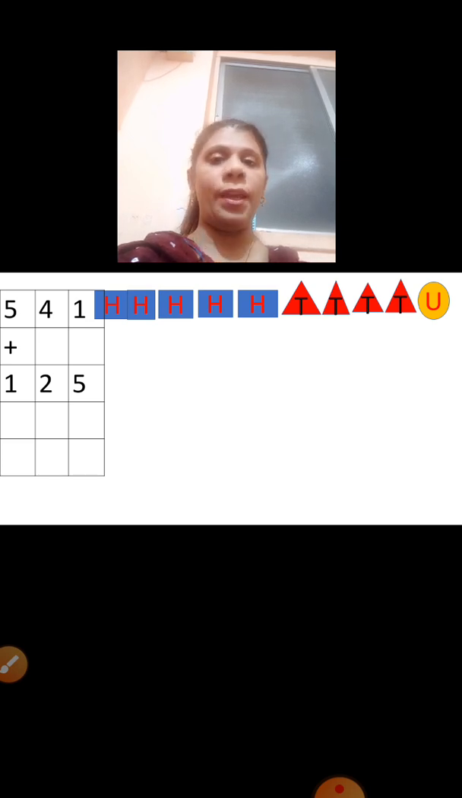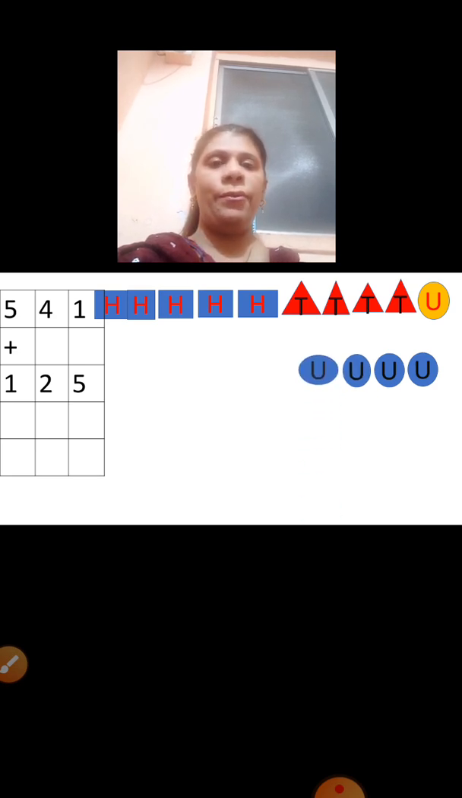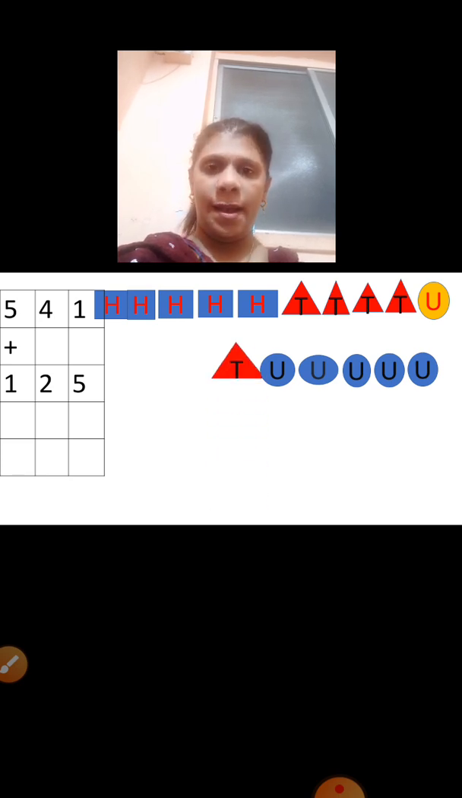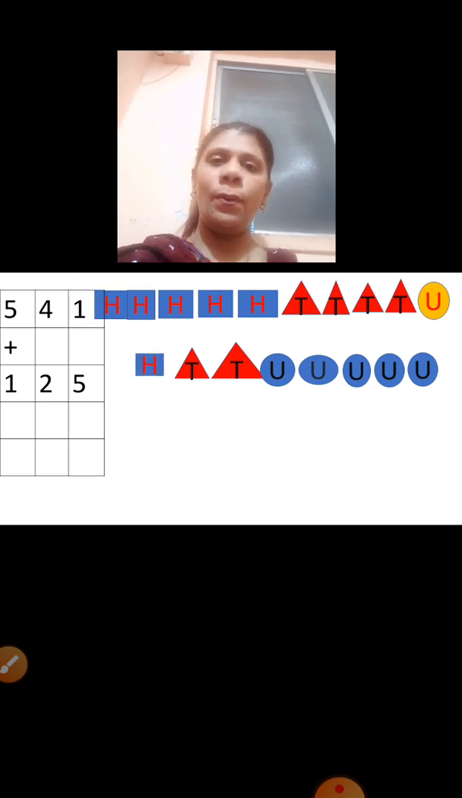Number 5. So how many units are we going to draw? 1, 2, 3, 4 and here comes the 5. So 5 units. Which number is in tens place? Number 2. So how many tens are we going to draw? 1 and 2. Which number is in hundreds place? Number 1. So how many hundreds are we going to draw? 1. Here comes. Now see how many H we have drawn?